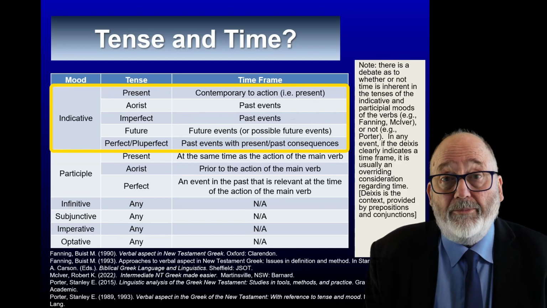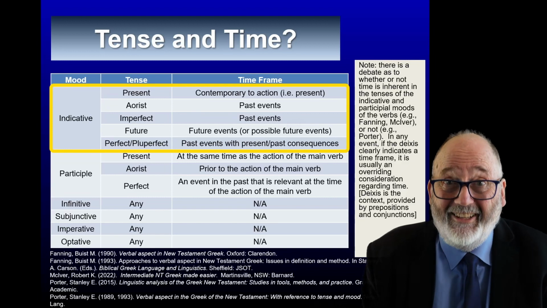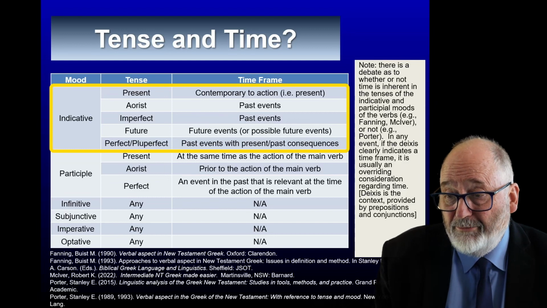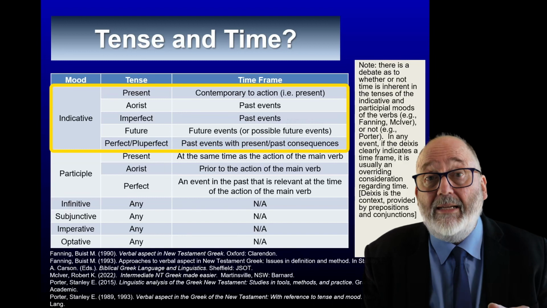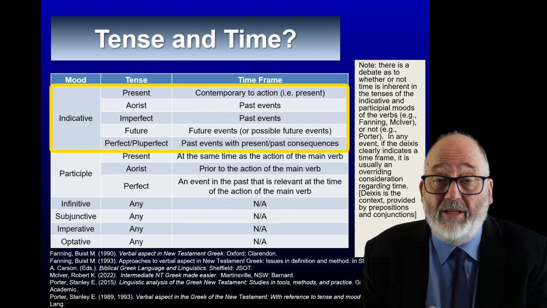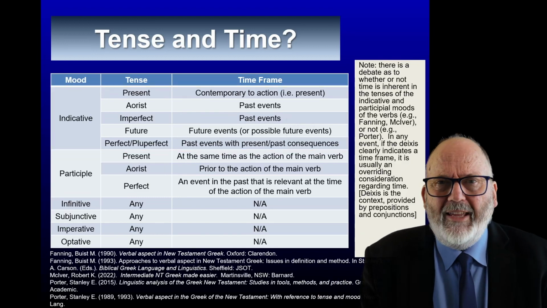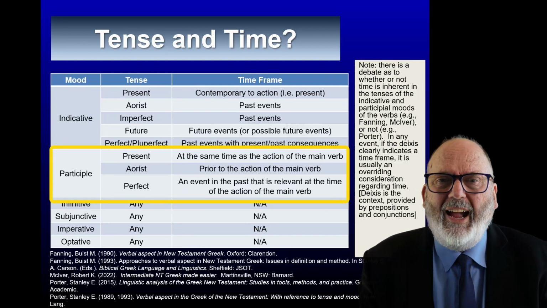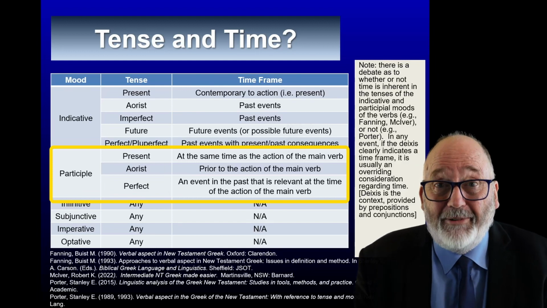An aorist tense for past events, an imperfect tense for past events, a future tense, well, that is for future events, and a perfect and pluperfect are used of past events where a state has changed, which it remains into the present if it's a perfect, or remains into the past if it's a pluperfect. The rules for time considerations with the participial mood are a little more complex, but I've included them here just for the sake of completeness.